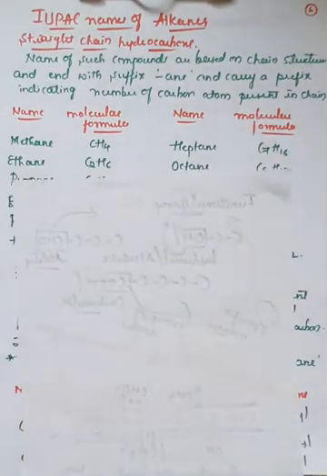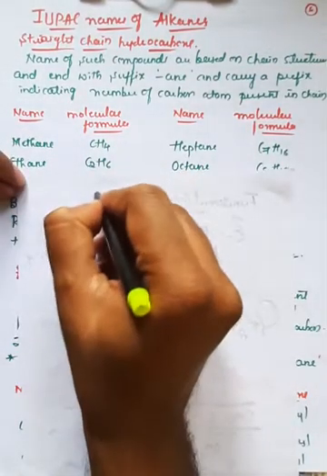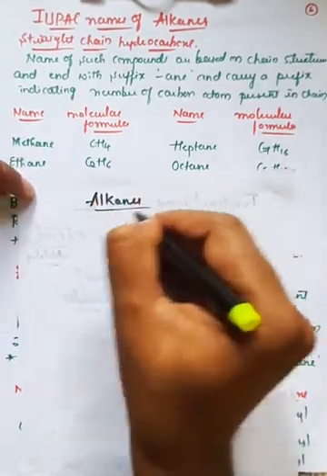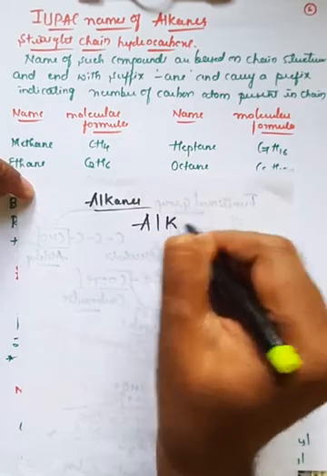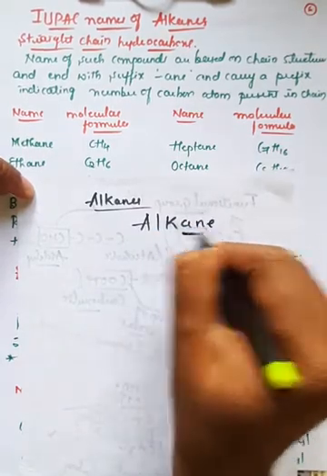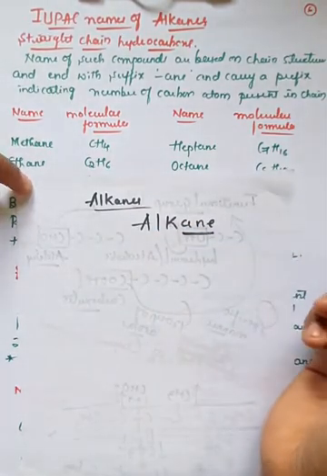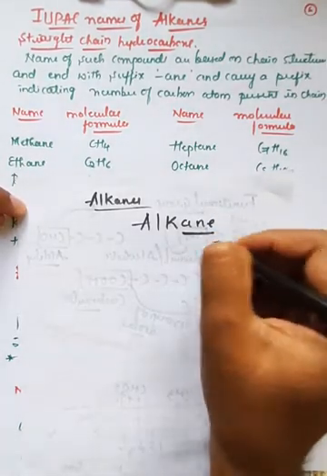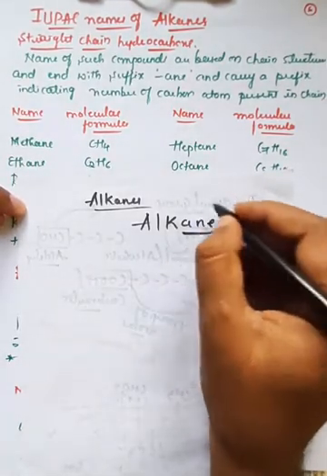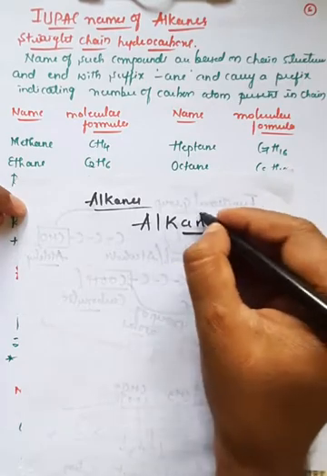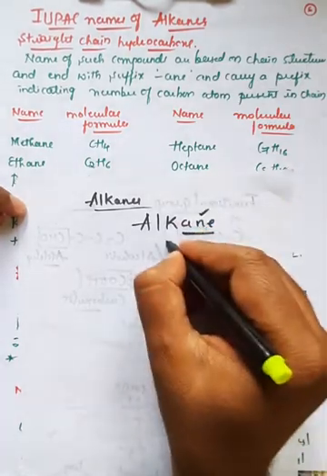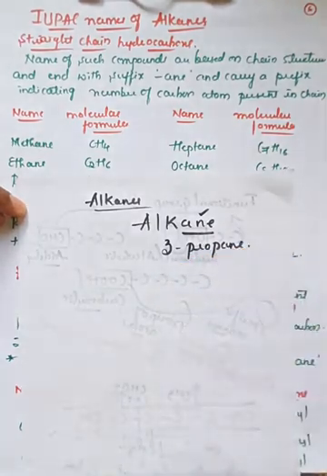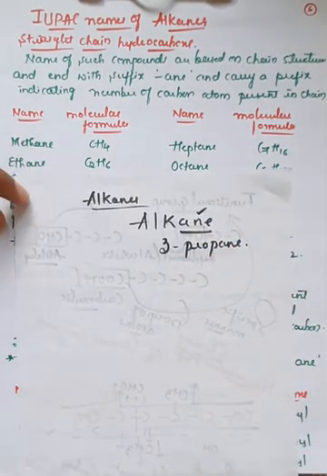I'll give some examples here. If you take alkane, the ending is ane, and this ending ane is used for the nomenclature. If it consists of 3 carbon atoms, we call it propane.